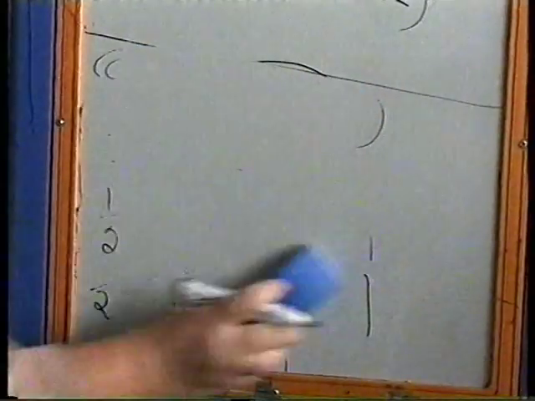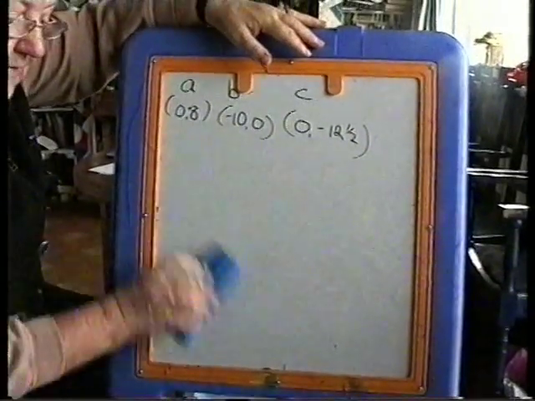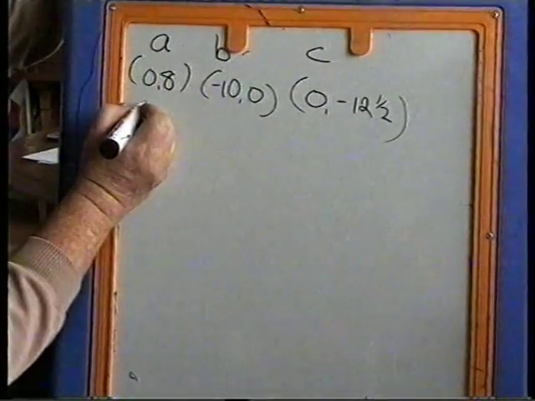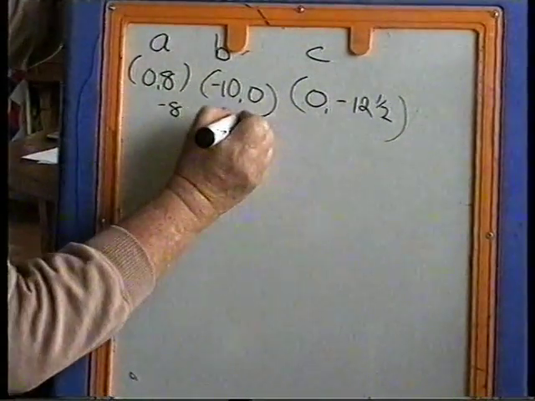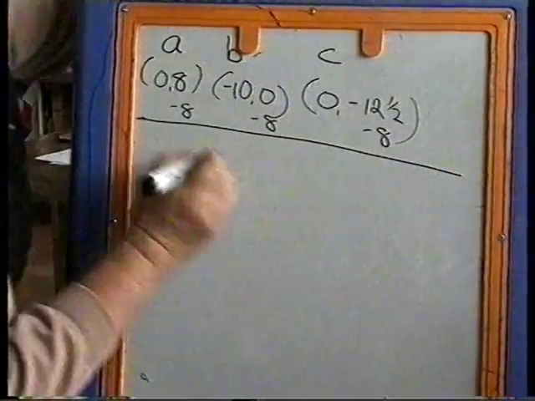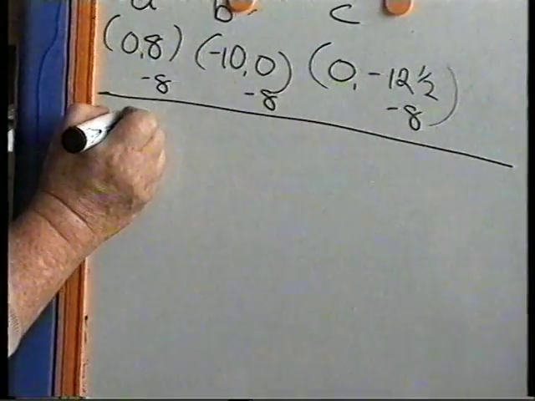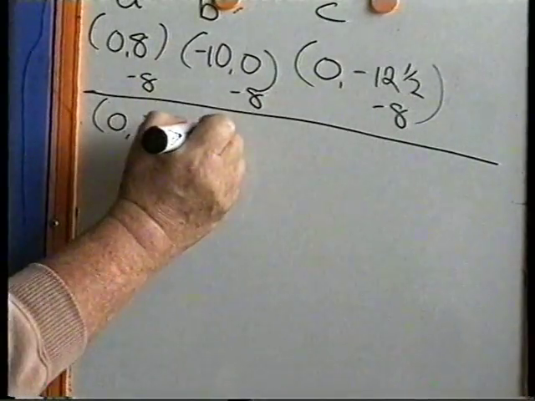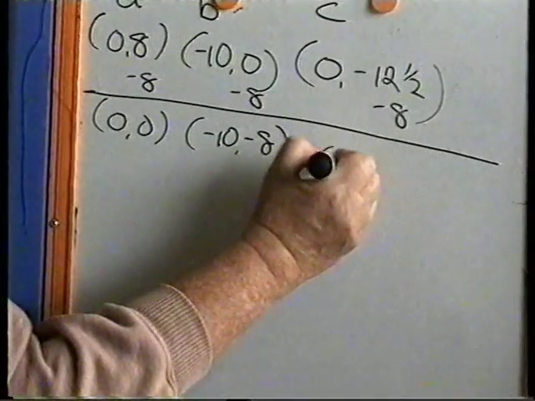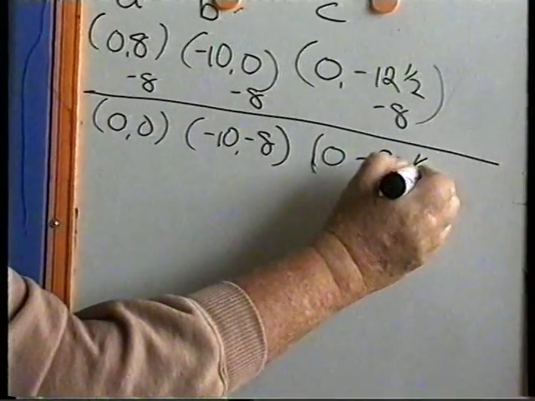But if one of your points isn't at 0, 0, you must bring one of the points to 0, 0 and get the area of its image under the translation. We bring this one to 0, 0. So that means I have to subtract 8 from all of them. Bring each point down 8 on the y-axis. So I now have 0, 0. I have minus 10, minus 8. I have 0, minus 20 and a half.